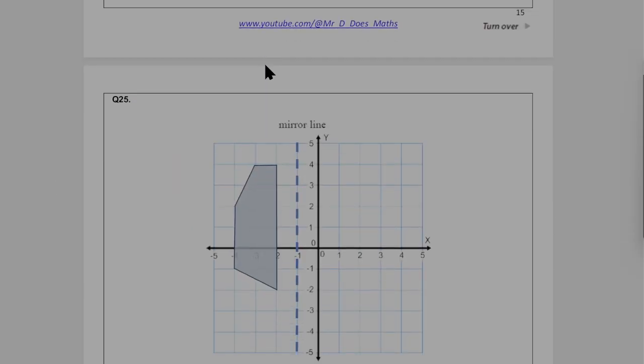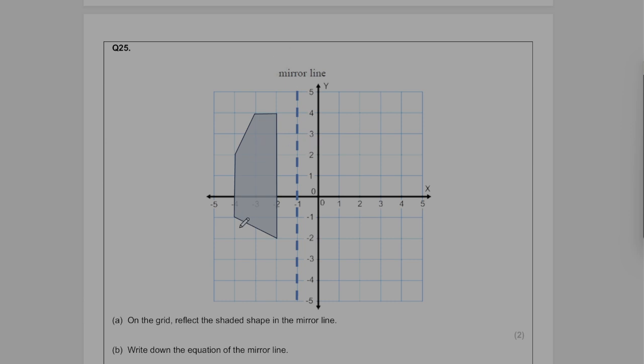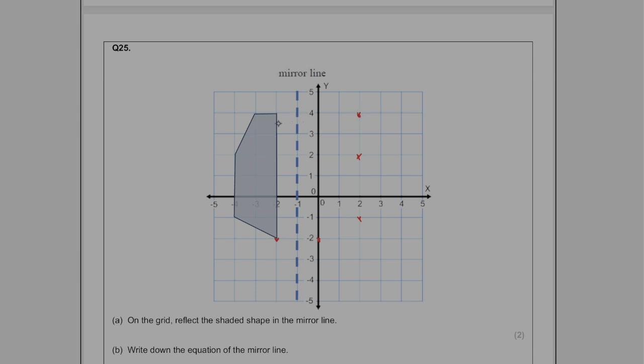Okay, question 25. We've got on the grid, reflect the shape in the mirror line. So we're going to do this point to point. We start with this point here. This is currently 1 square away from the mirror line, so we go 1 square the other side. This is 3 squares away, so we go 3 the other side. This point here is 3 away, so we go 3 the other side. This point here is 2 away, so we go 2 the other side. This point here is 1 away, so we go 1.